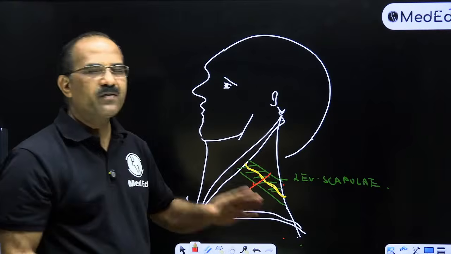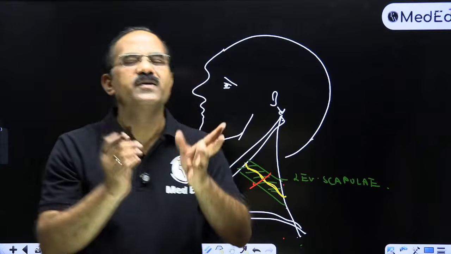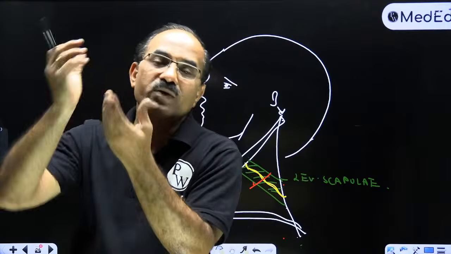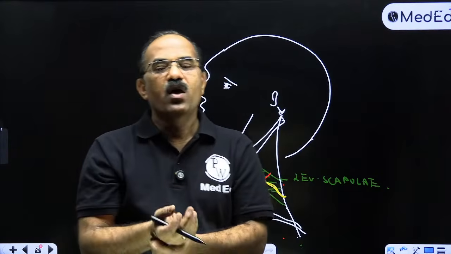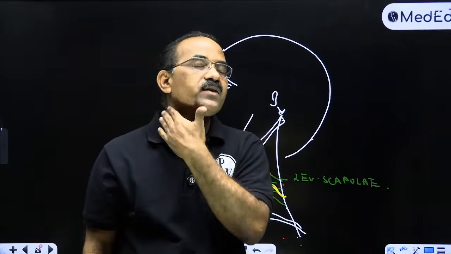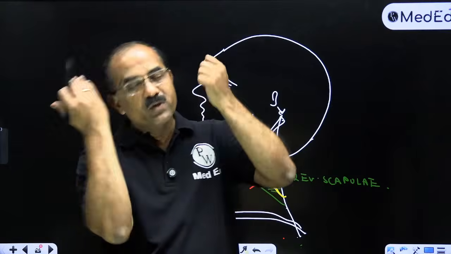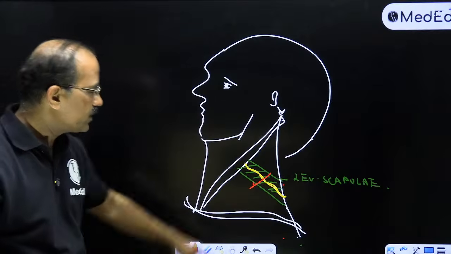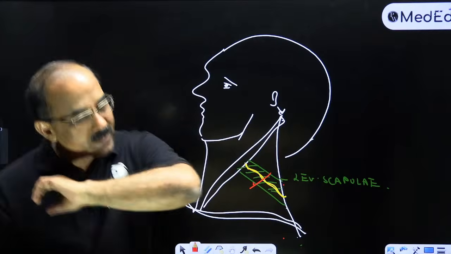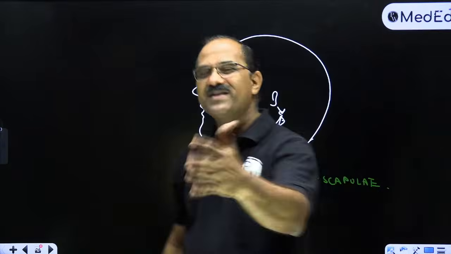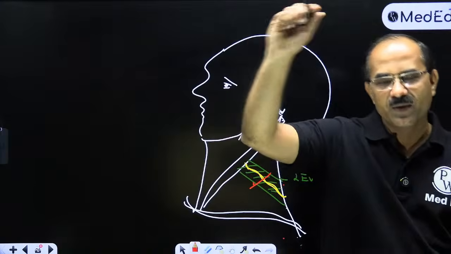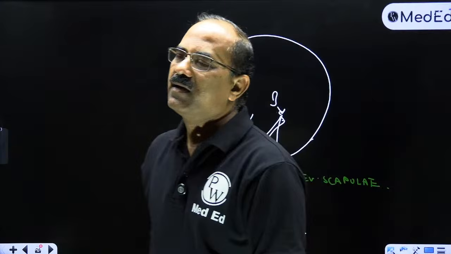In this posterior triangle we get a large number of lymph nodes, and there can be an abscess of a lymph node. If you remove the lymph node or drain the abscess, the accessory nerve is very superficial. When we are removing the lymph node, the accessory nerve gets damaged, and damage to the spinal accessory nerve in the posterior triangle of the neck leads to paralysis of trapezius, not sternocleidomastoid. It's only trapezius.